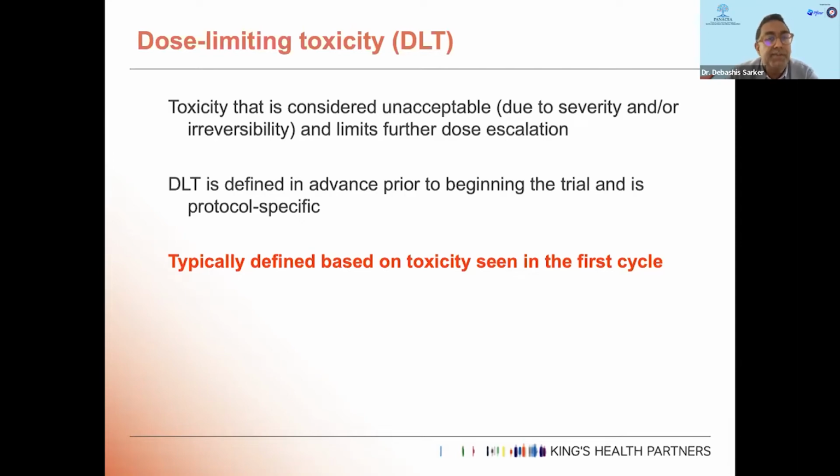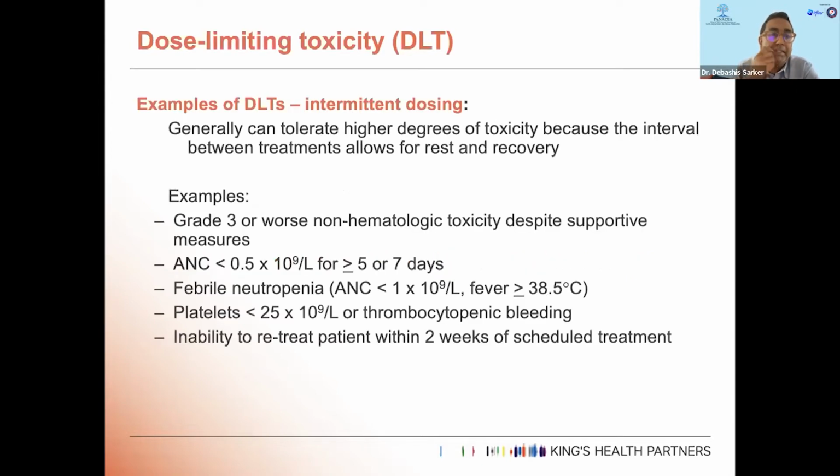It's usually defined based on toxicities that you see only in the first cycle, because the toxicities within that first cycle can help guide escalation in a more rapid way rather than waiting for multiple cycles. Not to say that you don't use toxicity data in subsequent cycles, you do, but for dose escalation decisions in the phase 1 trial, the DLTs are often only based on that first cycle. And these are examples of dose-limiting toxicities.